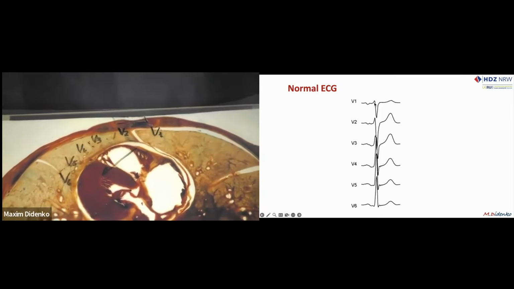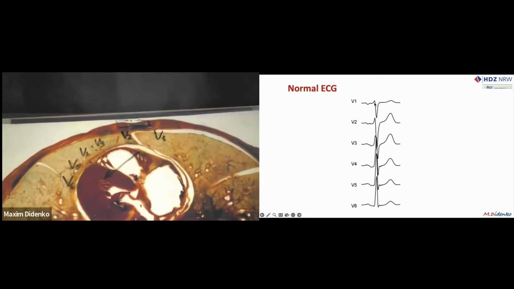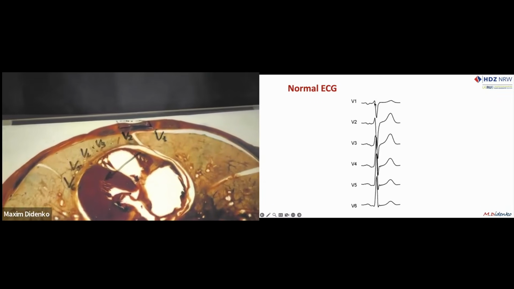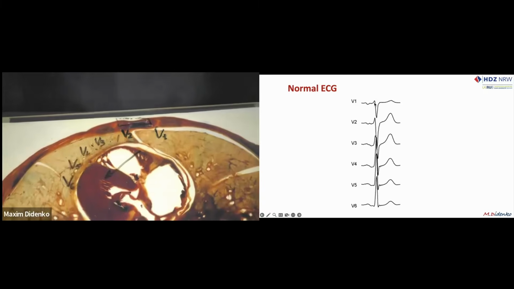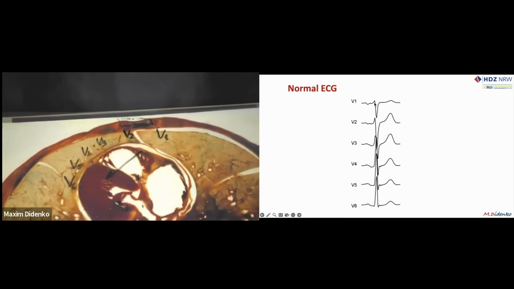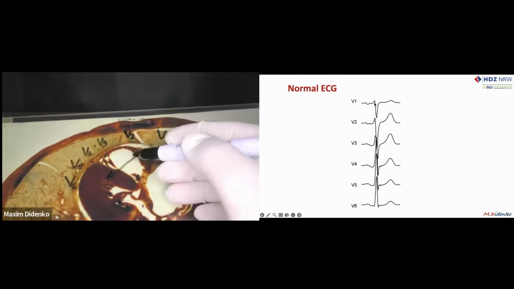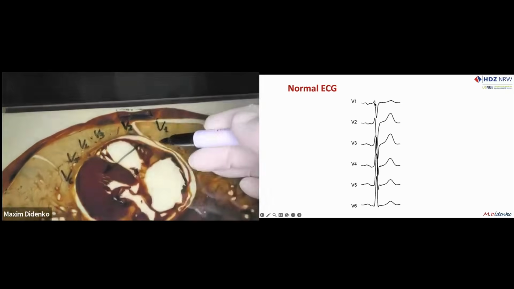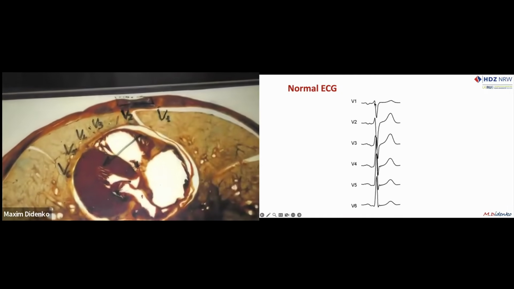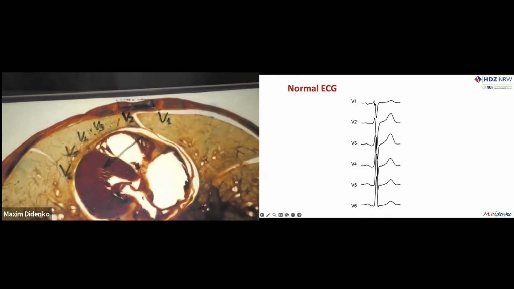And I don't know if we can make it a little bit interactive. Maybe somebody can unmute and say why we have a small R wave in lead V1. So just logically, it means that some structures are activated towards V1. So the main vector is away from lead V1, but something is activated towards lead V1.